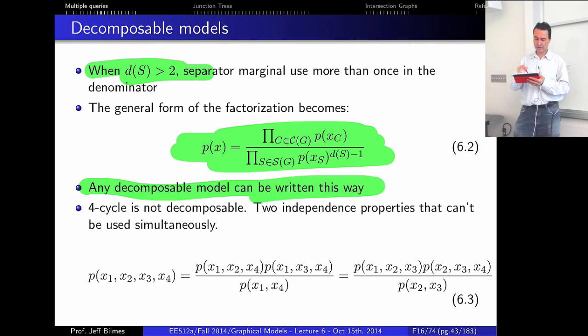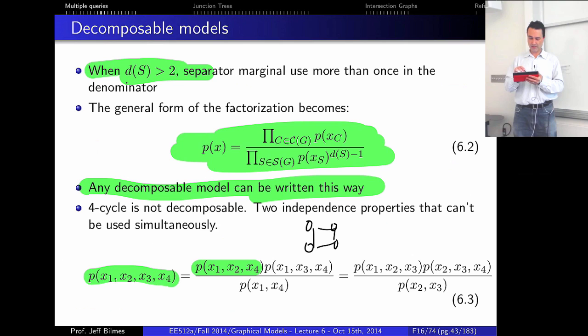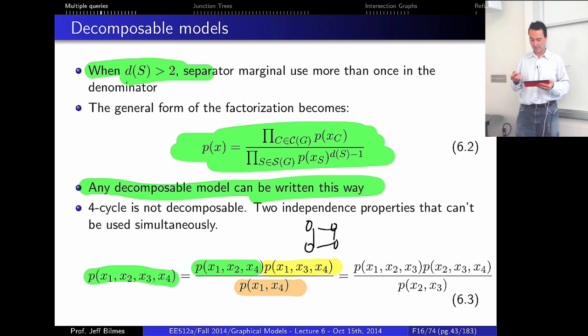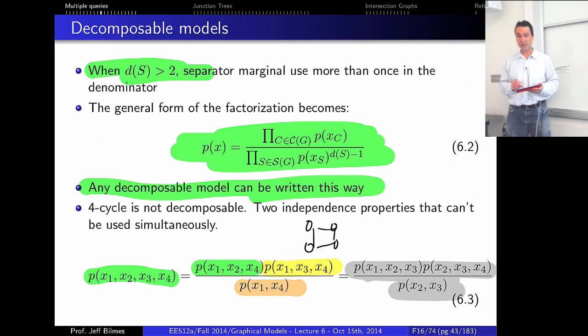Notice that the 4-cycle, remember the humble little 4-cycle, is not decomposable. Why? Because there are no separators that are complete. There are conditional independence properties. For example, we can write this joint distribution as the probability of x1, x2, x4, and the probability of x1, x3, x4, given this separator, x1 and x4. But notice that x1 and x4 is not complete. There's another independence property in the graph, which is that given x2 and x3, x1 and x4 are independent, but we can't use that simultaneously in producing this recursive expression of the factorization properties of the model. We can't simultaneously use that and also this. So one of them has to be not usable.